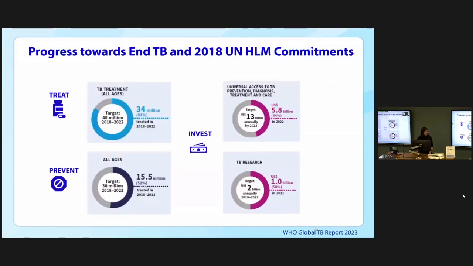As we can see, there's a lot of progress made towards the 2022 targets and commitments. We've had more than 75% of progress in the treatment area, and at least 50% in prevention. Still considerable progress in universal access to TB prevention, diagnosis, treatment, and care, with about half of the funding asked for TB research put forward.